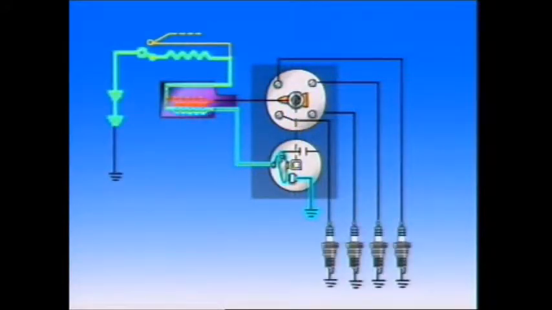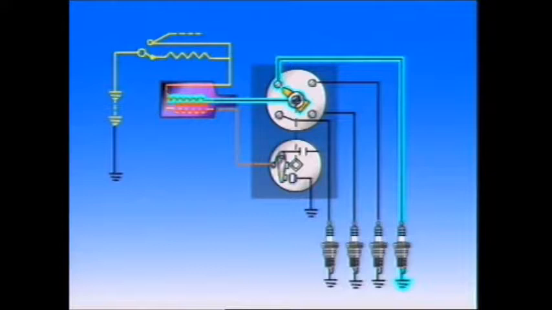The system has two circuits. The primary or low tension circuit initiates the spark. The secondary or high tension circuit produces the high voltage and distributes it to the spark plugs.